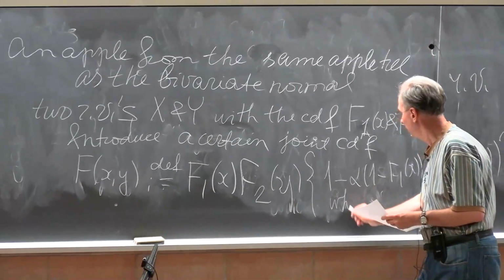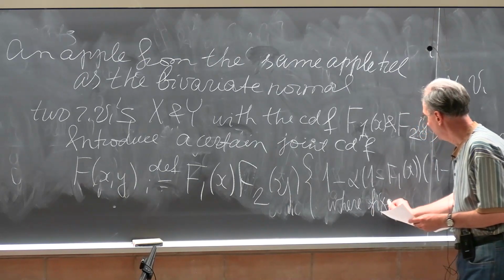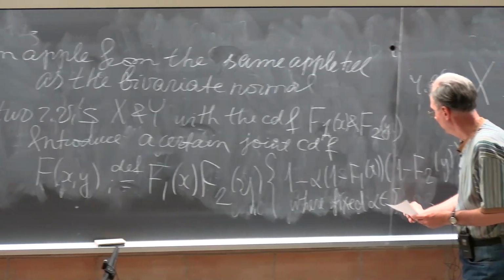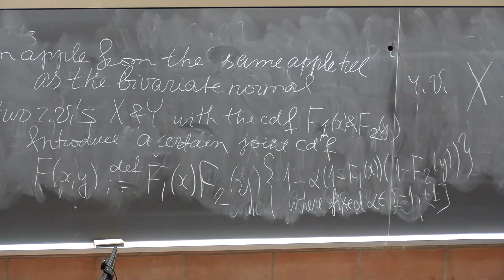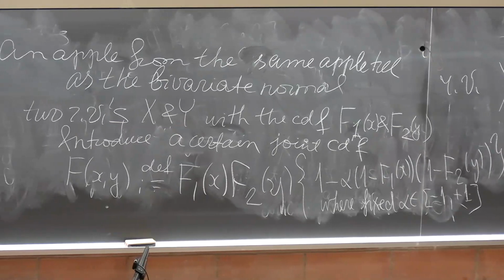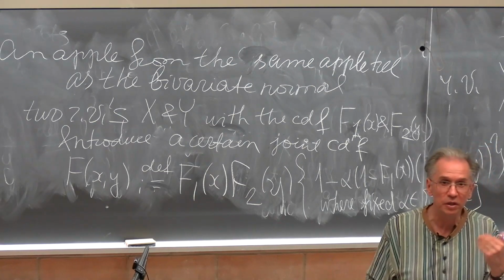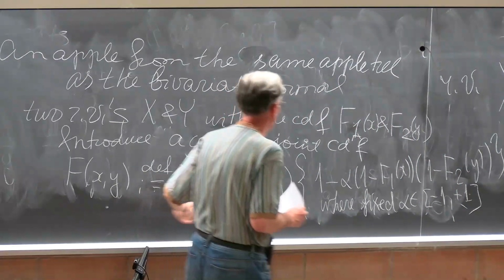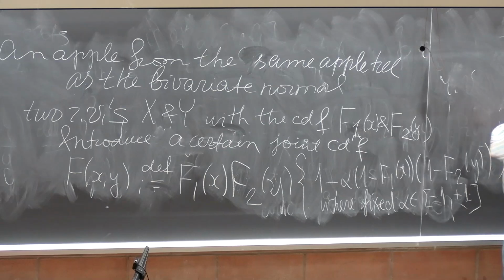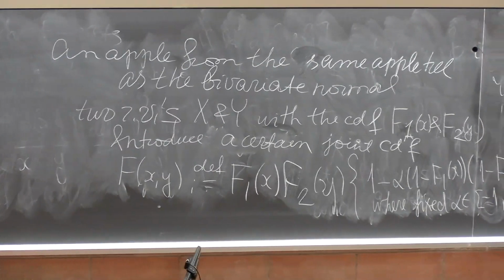where, fixed, alpha is from the closed interval from negative 1 to positive 1. Then it's going to be a certain joint CDF. So it's going to satisfy the properties of a joint CDF. And moreover, such an approach can be used recursively. So we can generate multivariate CDFs in higher dimensions.